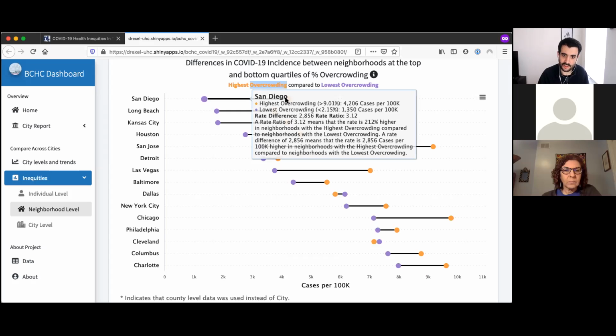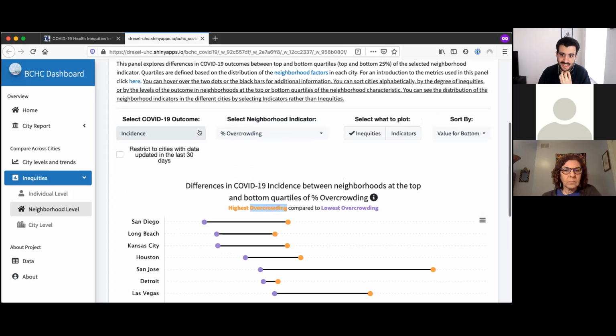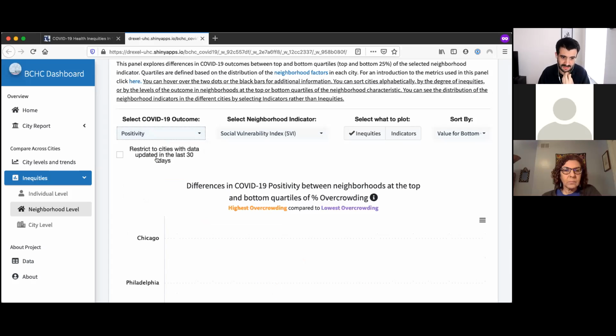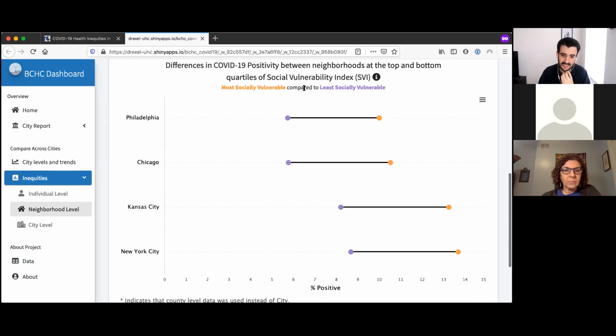And again, you can hover over and check the specific numbers for every city, and even the specific numbers for each variable. Like in this case, we define highest overcrowding as neighborhoods with more than 9% overcrowding, and lowest overcrowding as neighborhoods with less than 2% overcrowding. And if you are interested in the precise interpretation, you can actually find it here in the tooltip. Now, we not only look at incidence, but also at other factors, such as testing, positivity, hospitalization, and mortality. Depending on which city you are looking at, you will find more or less of those. So, for example, positivity tends to be less available.